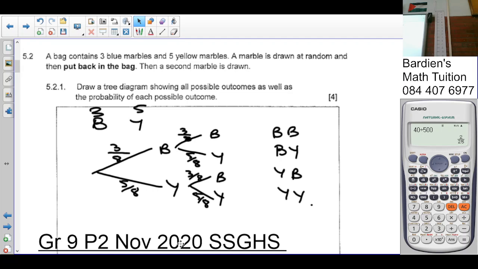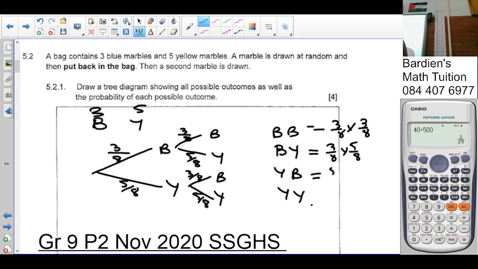So a tree diagram showing all possible outcomes as well as the probability of each of the possible outcomes. I don't know if you went all the way and gave the probability of your outcomes. BB is 3 out of 8 times 3 out of 8. BY is 3 out of 8 times 5 out of 8. YB is 5 out of 8 times 3 out of 8. And YY is 5 out of 8 times 5 out of 8. If asked, you give the probability of your outcomes as well. But I don't think that was the question.